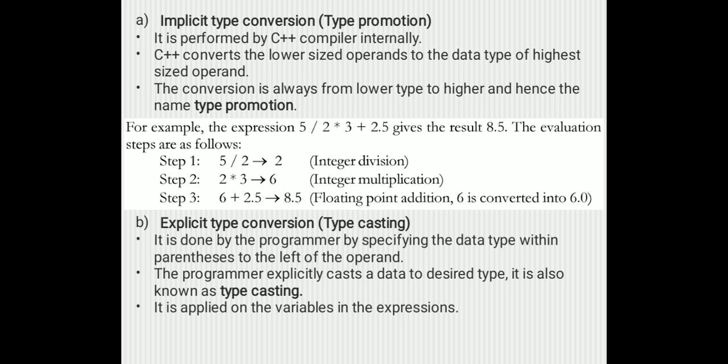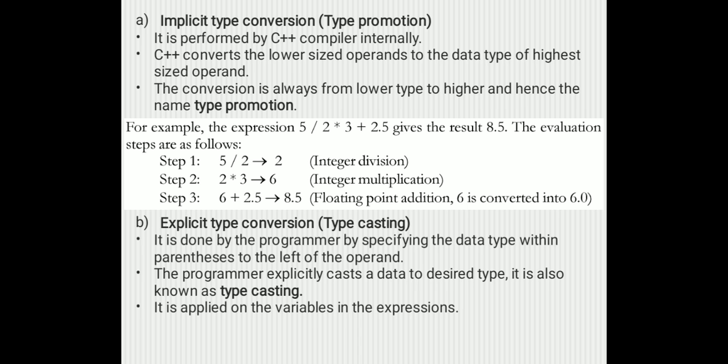The programmer specifies the data type and casts the data to the specified or desired data type. So it is known as type casting, and it is only applied on the variables in the expression. Variables will be discussed in the next class. So today we discussed the operators: binary operators, arithmetic, logical, relational, the sizeof operator, and then we discussed the expressions.